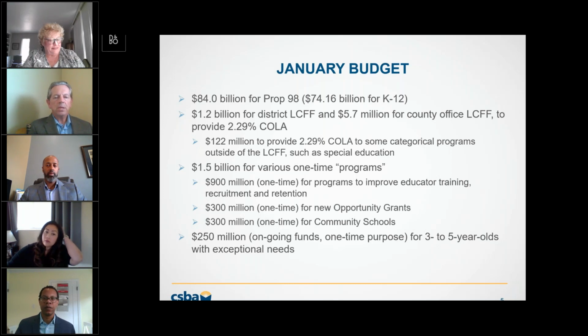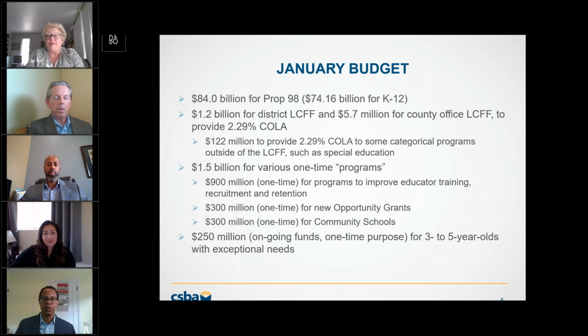And then there was also this piece that at that point we thought was going to be the battle part of the budget between January and June adoption. If you recall, there was not a small amount of categorical programs that the governor was proposing for one-time funding, about $1.5 billion in one-time programs.